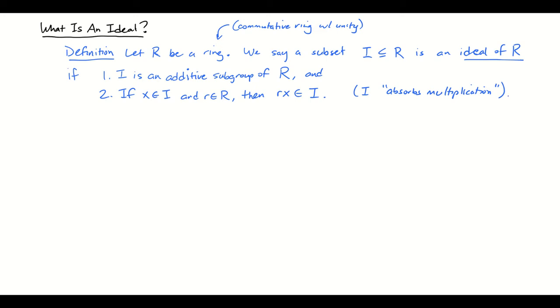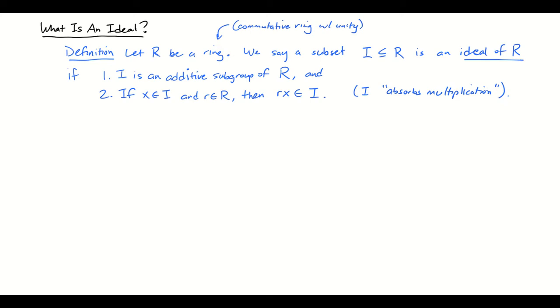So in other words, we say I absorbs multiplication. And that's the definition. Now, one thing I should mention, even though we're going to work mostly with commutative rings in this course, is that if R were a non-commutative ring, we could define what it means for I to be a left ideal or a right ideal, and that would depend on whether I absorbs multiplication on the left or on the right, or possibly both. But here we're going to talk about commutative rings. So if condition 2 is satisfied, that is, x being in the ideal and r being any ring element implies rx is also in the ideal, then xr would also be in the ideal. So this subset is going to absorb multiplication both on the left and on the right.